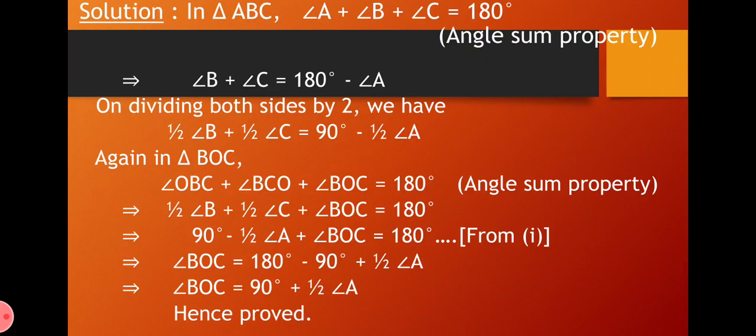Hence proved. Please copy all the written work in CW. Thank you.